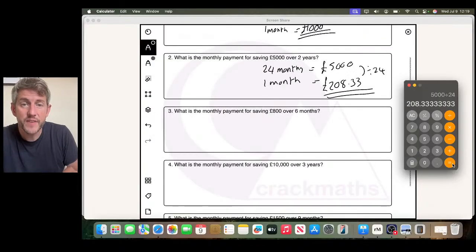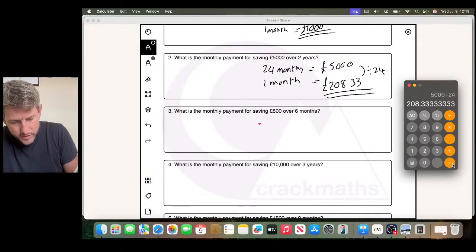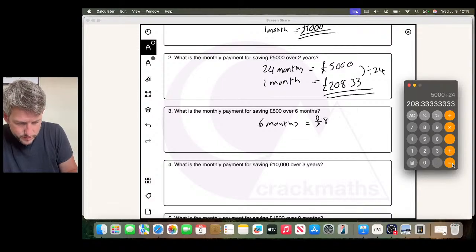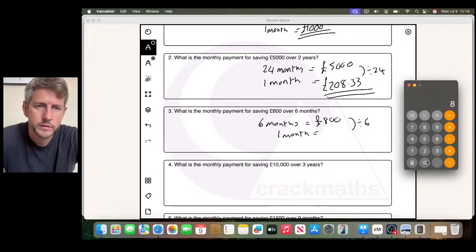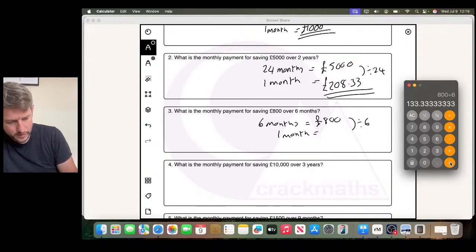What is the monthly saving plan for saving £800 over 6 months? Okay, so 6 months equals 800. 1 month will equal this divided by 6. Okay, so 800 divided by 6. Okay, that's 133.33.